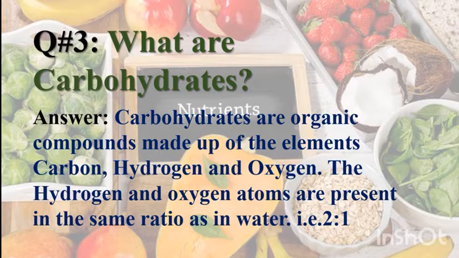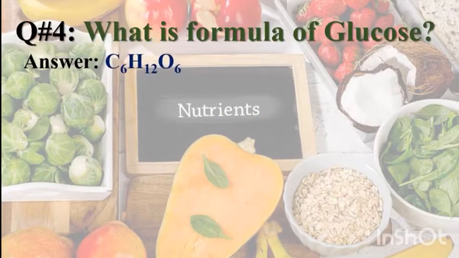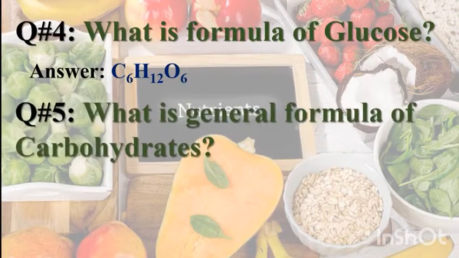Like the formula of water is H2O, 2 hydrogens are present and 1 oxygen. In the same way in carbohydrates the ratio is the same, like hydrogen has double the number and oxygen has half the number of hydrogens. So what is the formula of glucose? We have studied C6H12O6. And next is what is the general formula of carbohydrates?